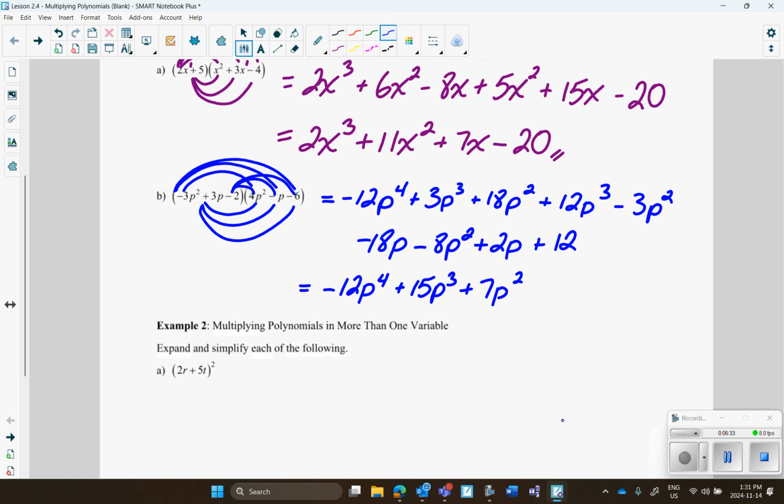The p's, plus 14p. Negative 16. I've got negative 18p and positive 2p. Negative 16p. And then if the 12 doesn't combine with anything, that's as far as I can go. Okay?